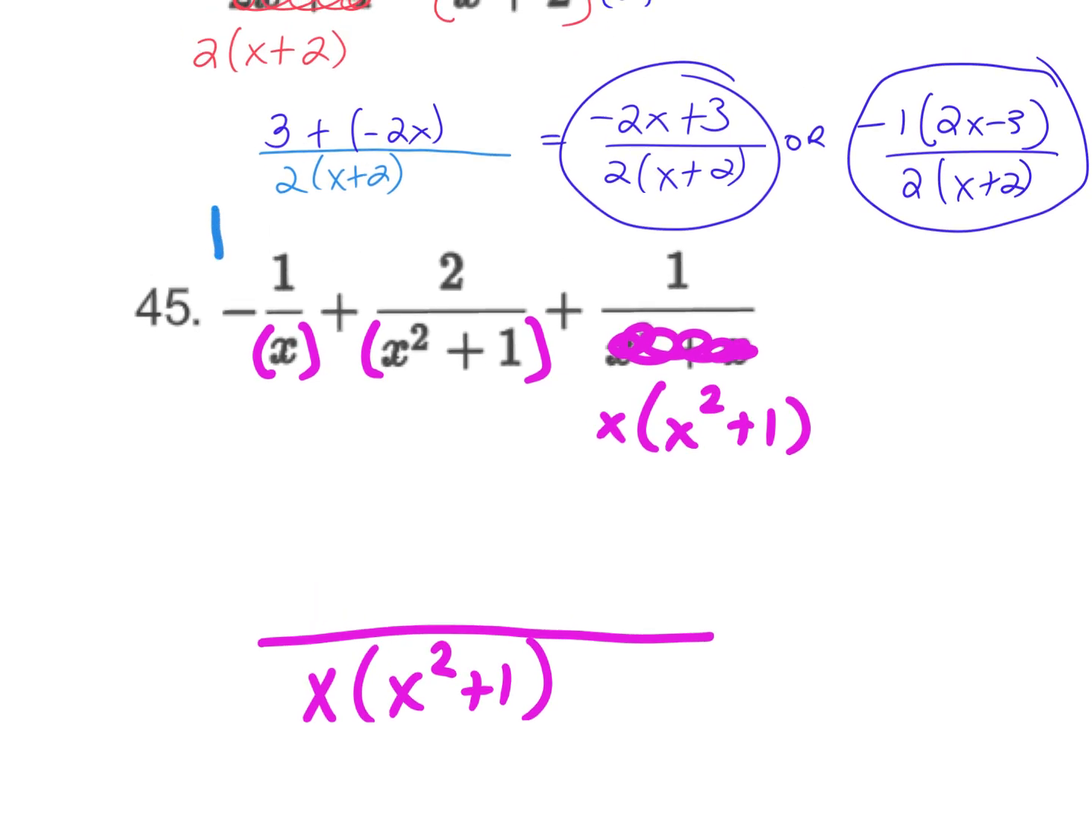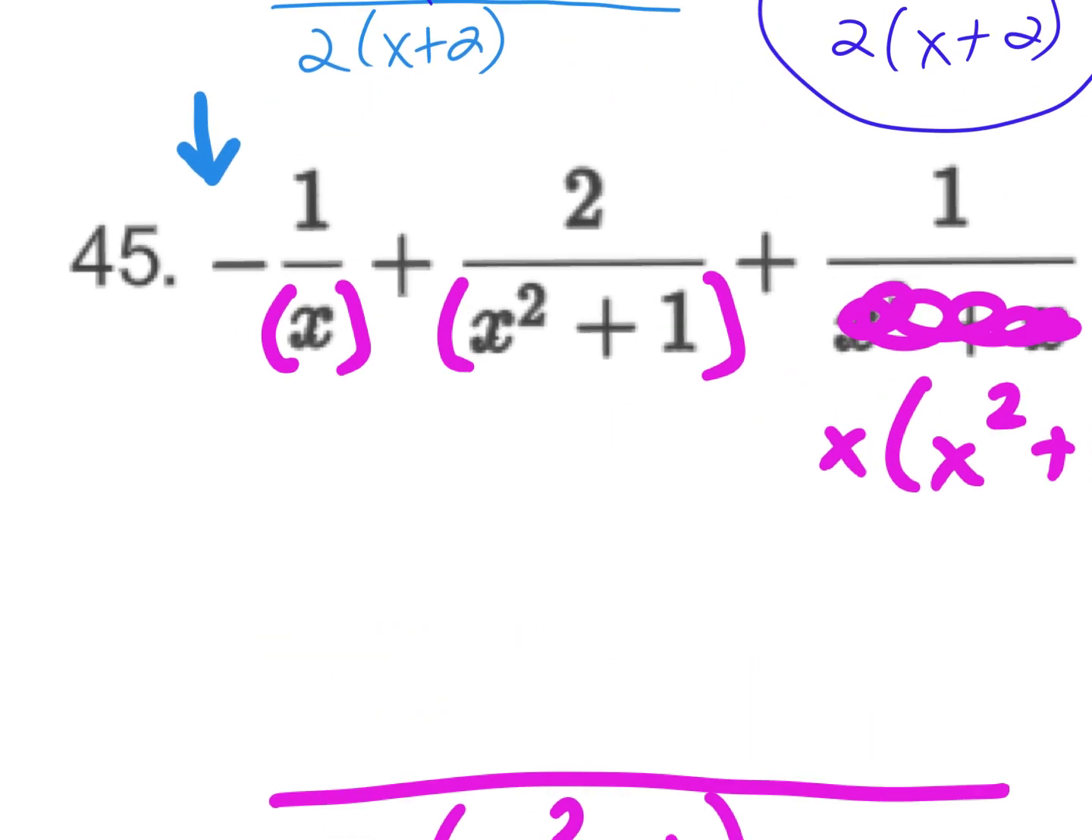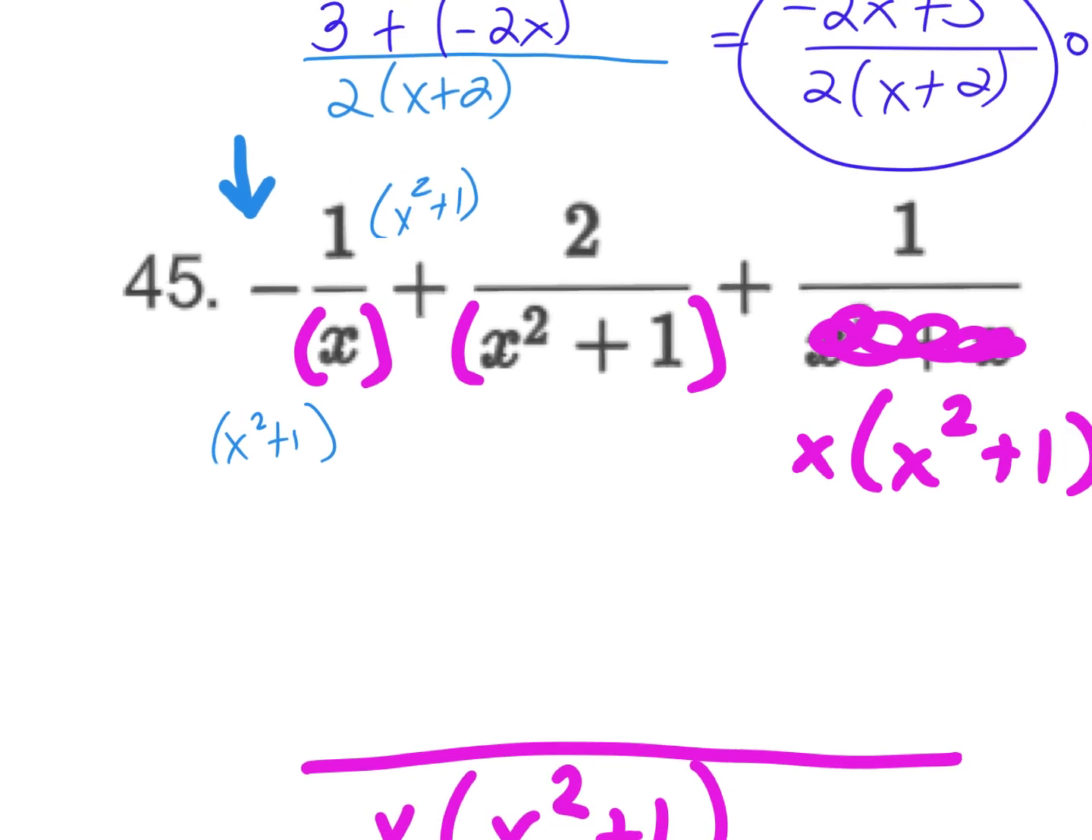So I look at my first fraction. My first fraction already has the x. What's it missing? The x squared plus 1. So if I multiply the bottom by x squared plus 1, then I multiply the top by x squared plus 1. My second fraction has the x squared plus 1. What is it missing? The x. If I multiply the bottom by x, then I multiply the top by x.